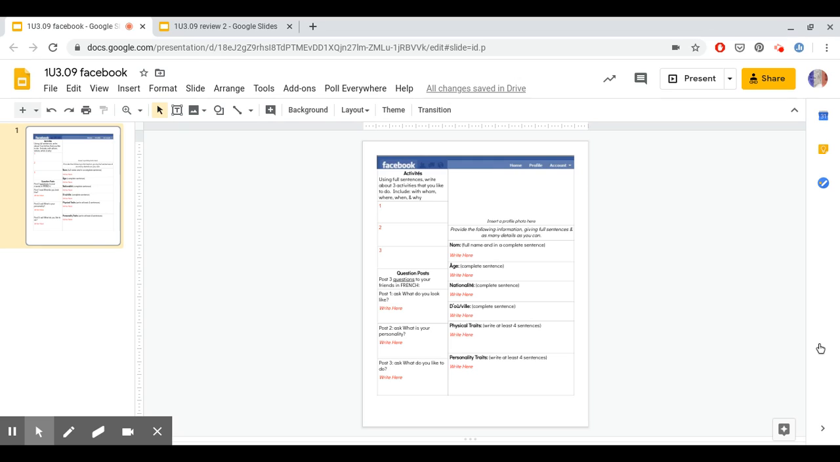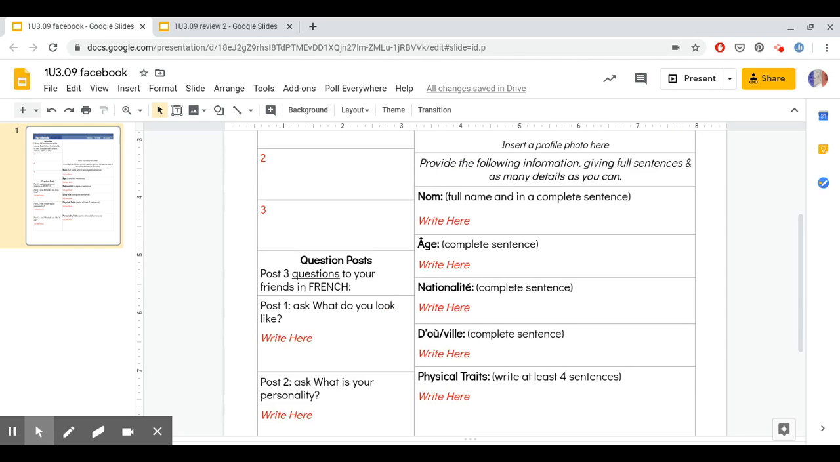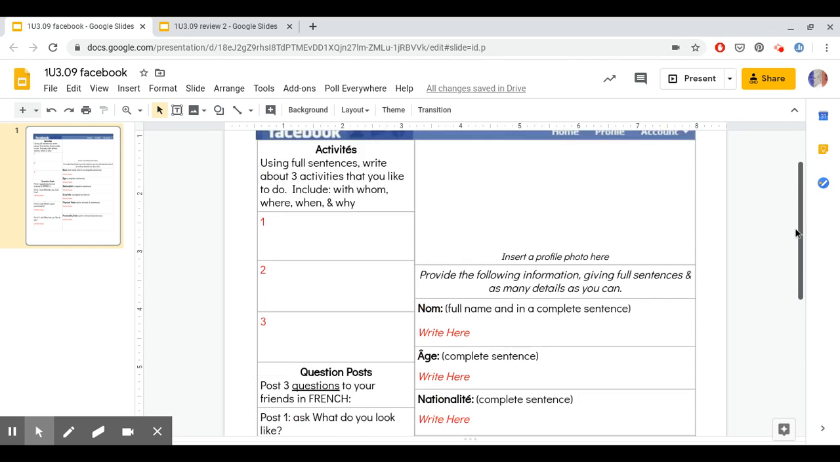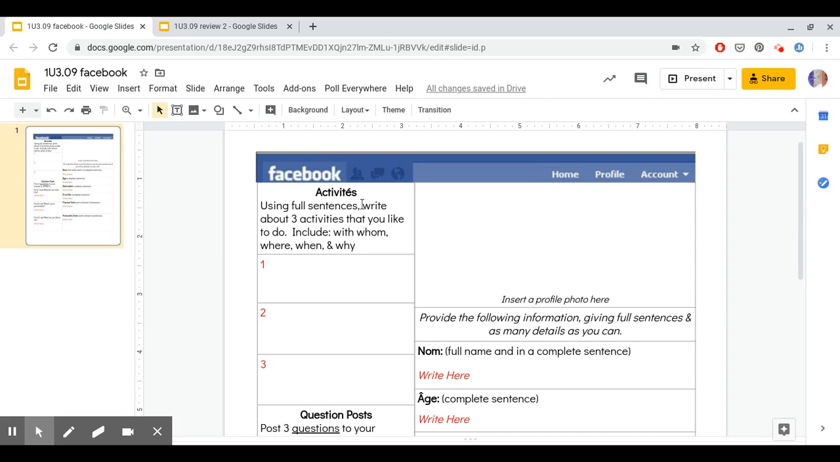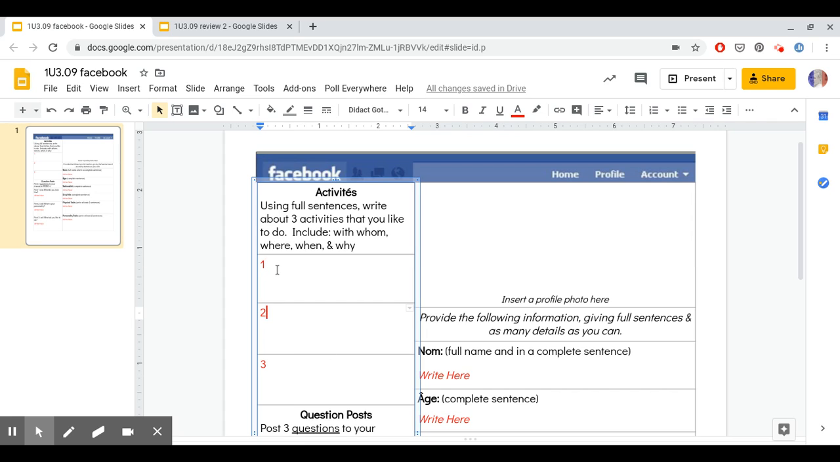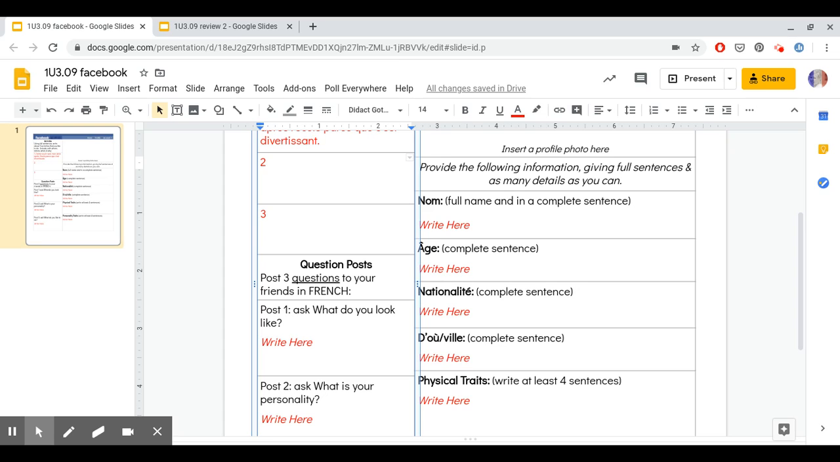Oh, there's my face. Let's hide that for you so we can look at this bigger. All right. So you are going to do a couple of things on here to help you review. Let's look at the left side first. It says activité. So using full sentences, write about three activities that you like to do. Include with whom, where, when, and why. And then down here you have 1, 2, 3, so you're going to do your sentences. So maybe I put, j'aime courir avec mon ami après l'école parce que c'est divertissant. Okay, that could be an example. You're going to do that for two more sentences.